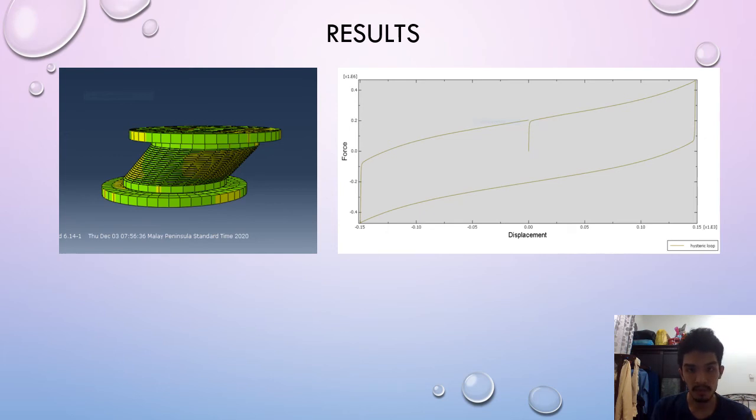And for the second method in my methodology, I could not proceed because of an error in the Abaqus software. For further studies, we can use the lead rubber bearing on a steel structure like in the previous slide to study the effect of lead rubber bearing during an actual earthquake.